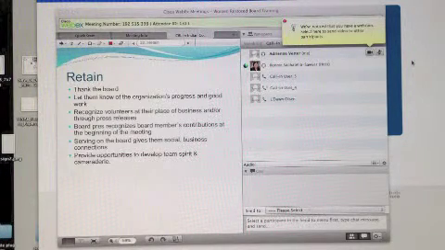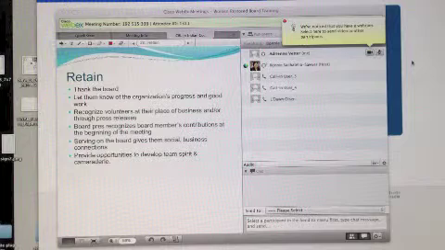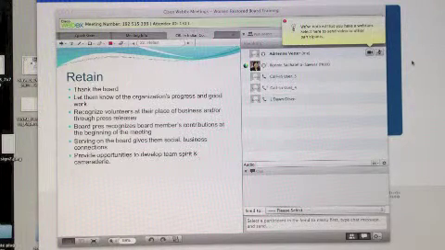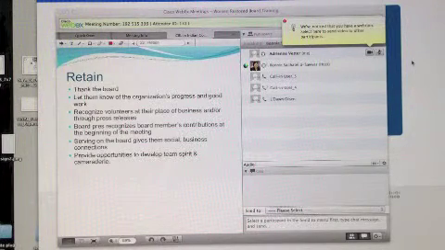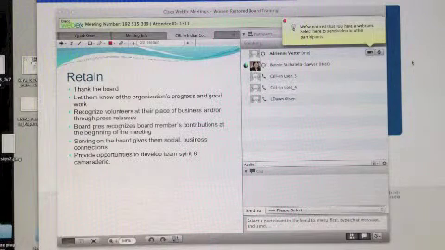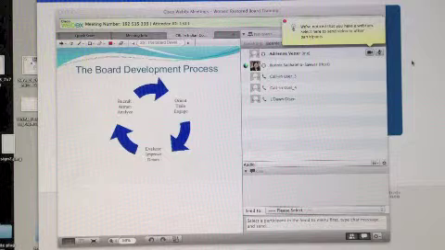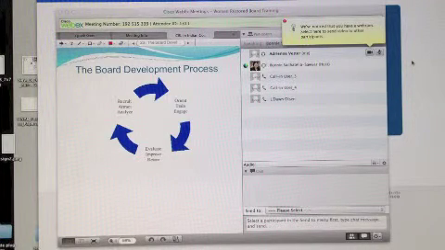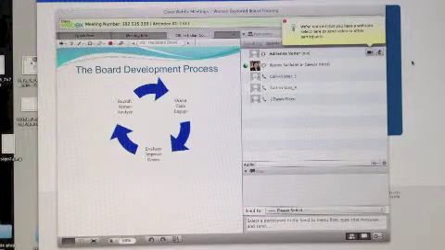And then you want to retain good board members. You want to thank them. You want to talk about the organization's progress on a regular basis. You want to recognize board members. You want to see how you can really support that good sense of spirit and camaraderie. And again, that board development process just keeps going.